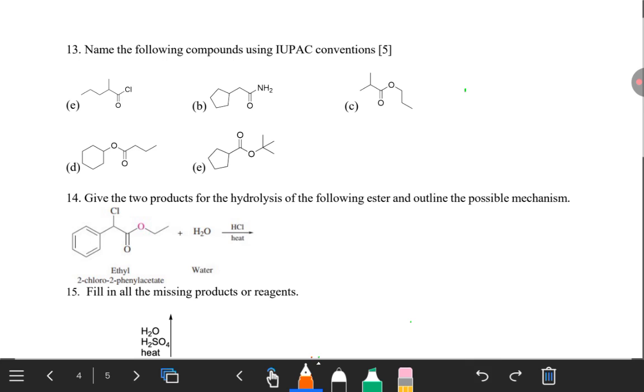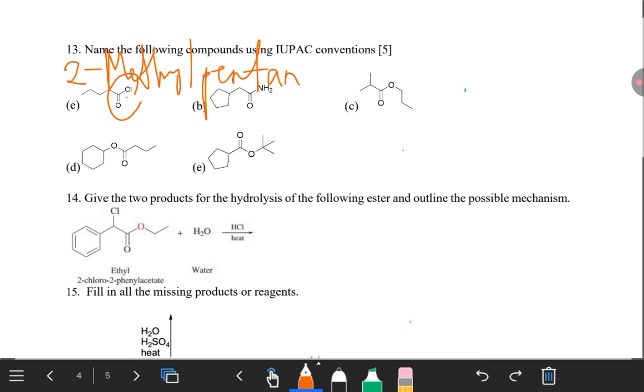group here, as carbon number 2 there's a methyl. So the first one will be 2 methyl, 2 methyl. Then we can see that this is pent, so we are going to say pentane. Now this is a group which has a carbonyl bonded to a chloride.